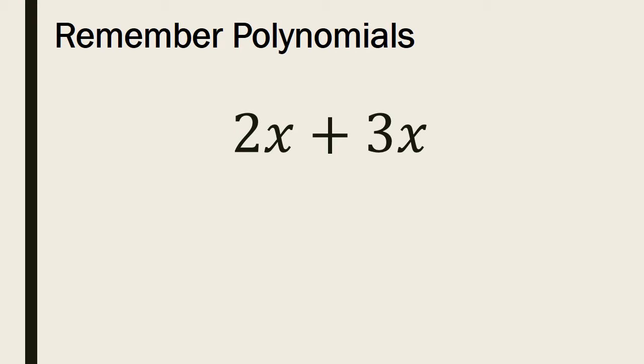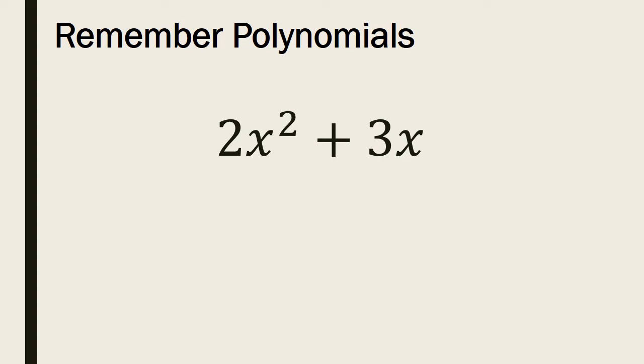In this example, we're trying to remember what we used to do when we add polynomials. If you remember from the beginning of the year, we said that when we add polynomials, we look for like terms. Since 2x and 3x are like terms, what we need to do is combine these two like terms. When you combine 2x and 3x, the answer will be 5x.